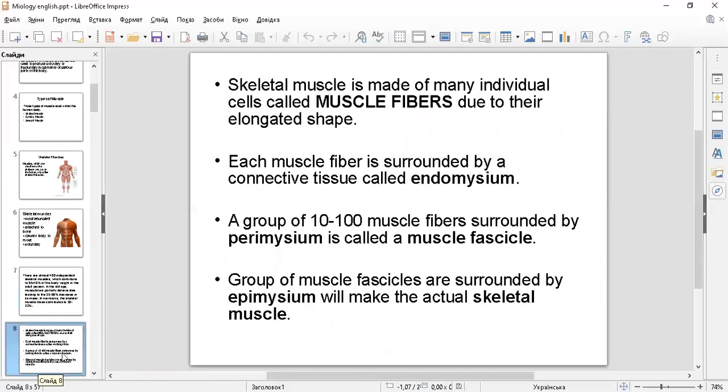Skeletal muscle is made of many individual cells called muscle fibers due to their elongated shape. Each muscle fiber is surrounded by a connective tissue called endomysium. A group of 10 to 100 muscle fibers surrounded by perimysium is called a muscle fascicle. A group of muscle fascicles surrounded by epimysium makes the actual skeletal muscle.